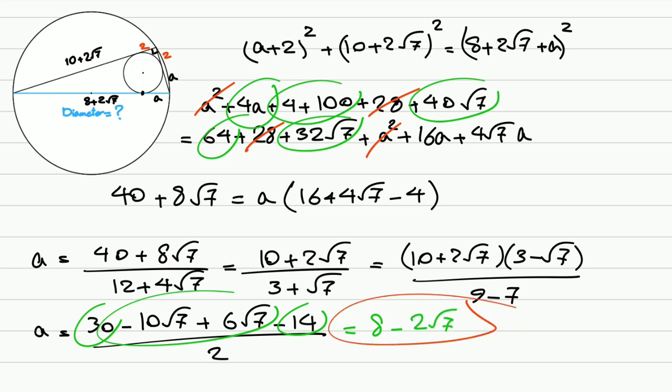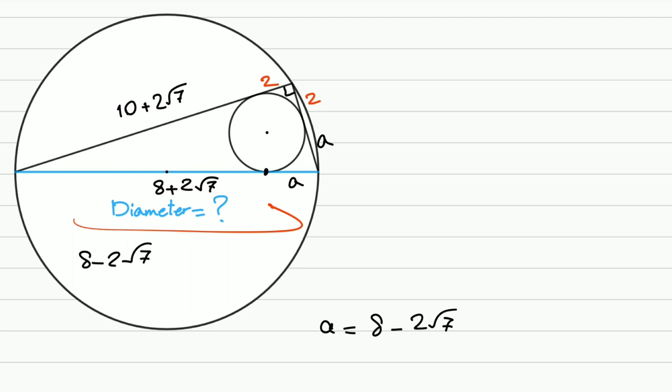So this is a. And the diameter is a plus 8 plus 2 square root 7. And that will be equal to 16.